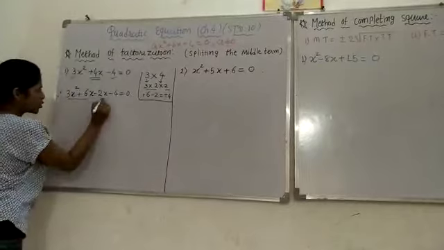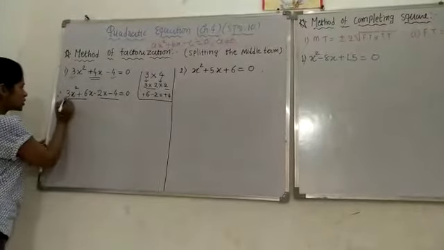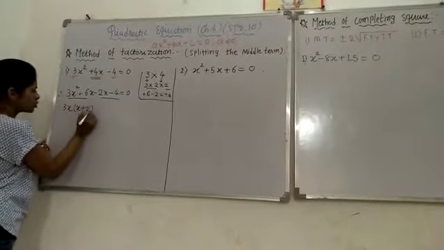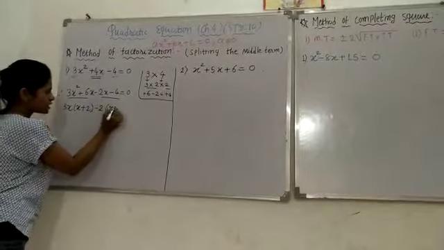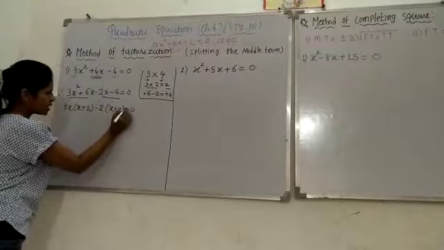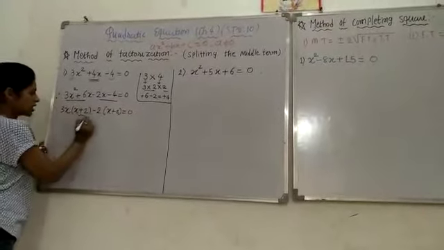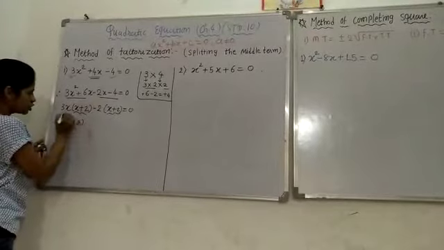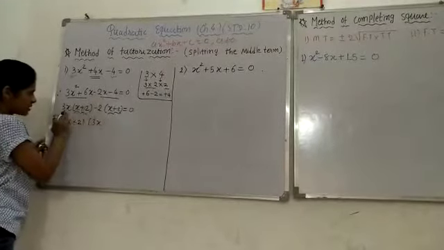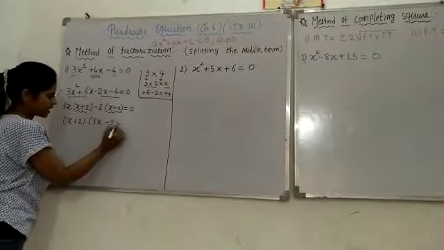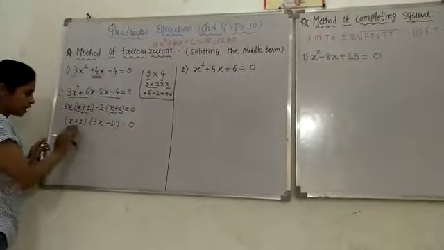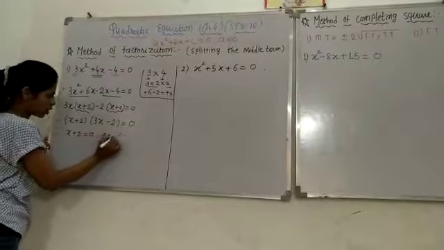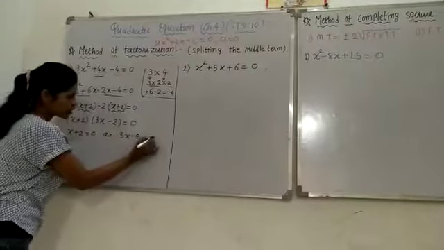Now take common from the first two and last two. So in 3x square and 6x, 3x is common. So the remaining is x plus 2. Minus 2 common, x plus 2. Whenever a minus sign is common, the inner sign will be changed. Again common x plus 2. The remaining from the first term is 3x and the remaining from the second term is minus 2. Now by the product rule, x plus 2 equal to 0 or 3x minus 2 is equal to 0.